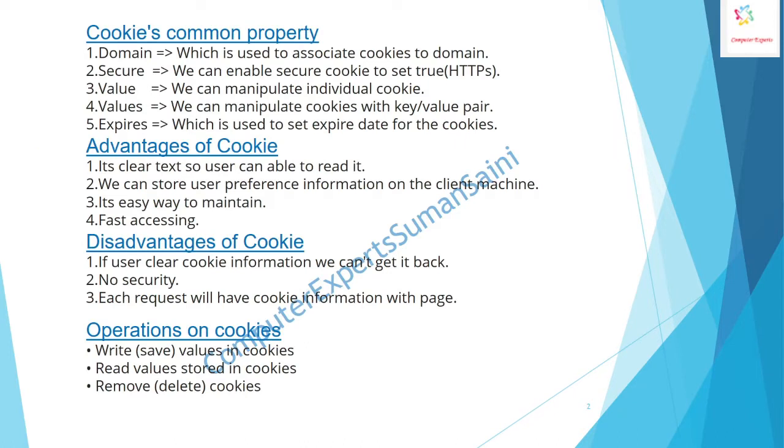Now let's discuss the common cookie properties in ASP.NET. Number one is Domain, second is Secure, third is Value, fourth is Values, and fifth is Expires. Sometimes in an ASP.NET interview, the interviewer can ask about the advantages of cookies, the disadvantages of cookies, and the operations on the cookies. We'll be discussing all these concepts.